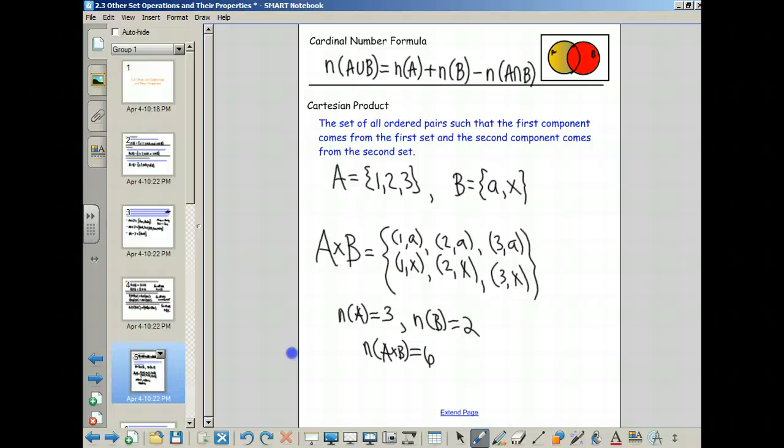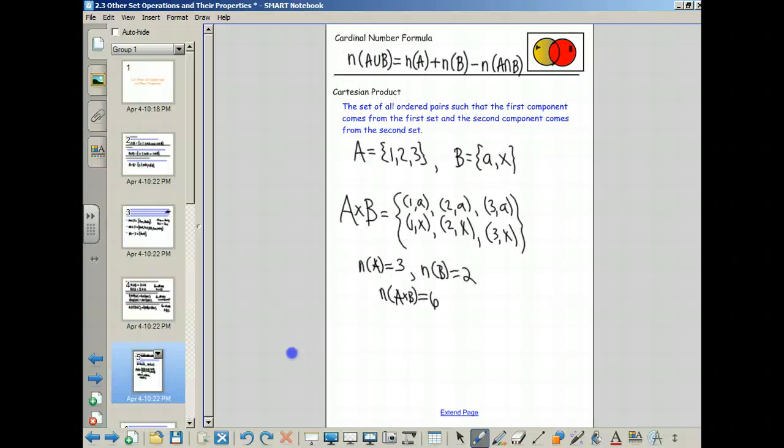What is it, Kayla? Is it like 3 times 2? Okay, so 3 times 2 gives me the 6, right? So the number of items in the Cartesian product is the same thing as what? What do I do with the 6 and 3 and 2? What do I get? I want to multiply the 3 and the 2, right?